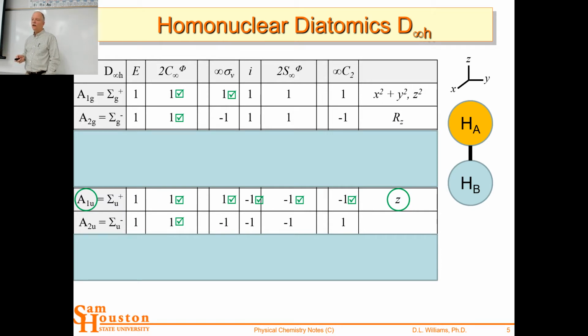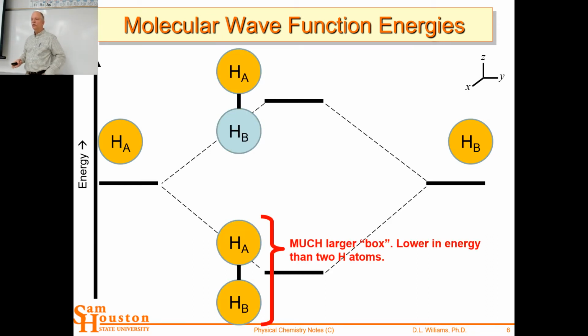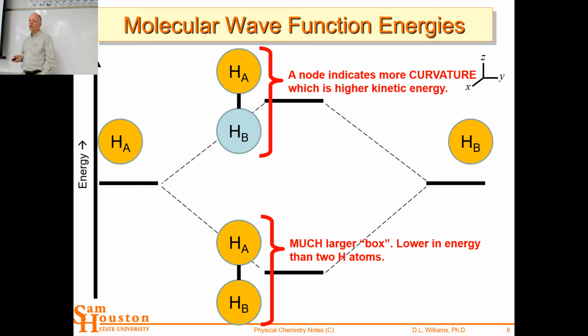And so then we can put these in a molecular orbital diagram like we showed last time, where the one with the larger box and no nodes is stable, lower in energy, and then the one that has, even though it's got a larger size for the orbital, it's got more curvature because of the node, and so it's going to be higher in energy. And so this, again, is the simplest molecular orbital diagram. Just have 1s orbitals. It's hydrogen.